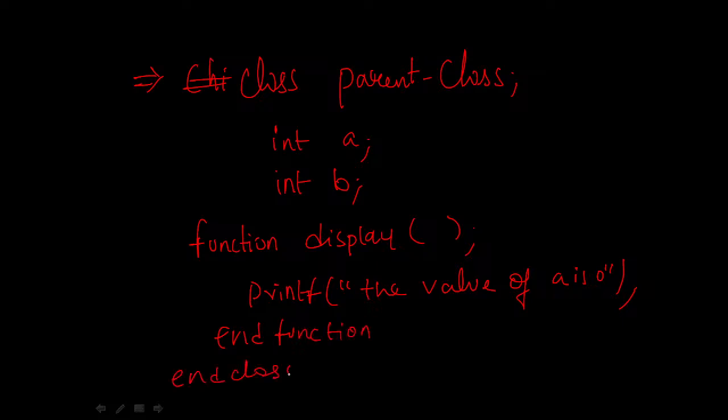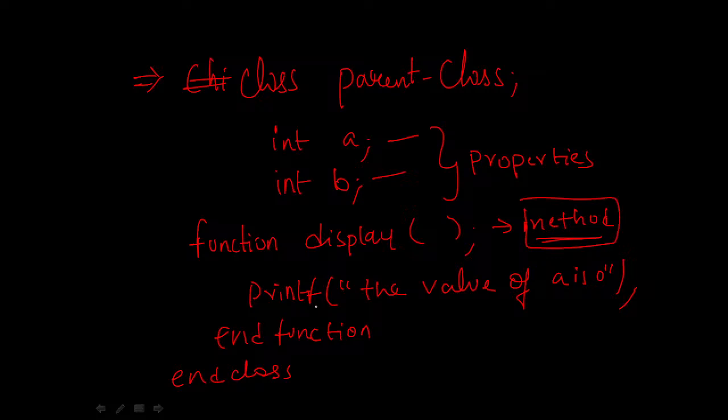So like this, we have a parent class. The parent class is also called a base class. This parent class or base class has two properties, one is a and another is b. It has a set of properties, as well as a method called display, which will display the values.